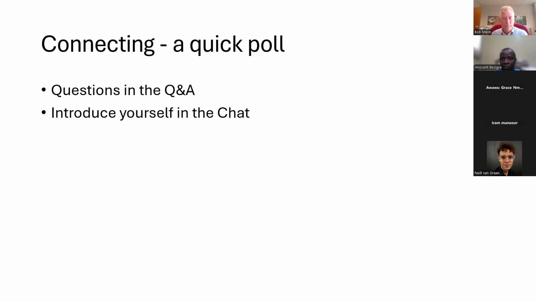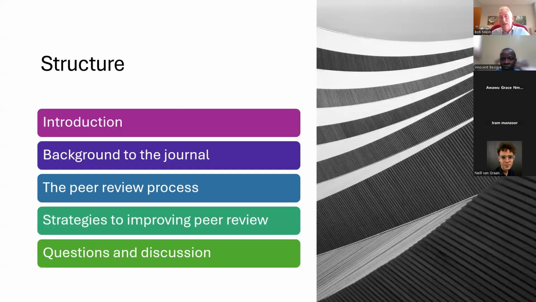So there we go. This is what I'm going to talk about. A little introduction, a little bit of background to the journal, then going through the peer review process in some detail. A little bit of thinking about strategies to improve peer review, and then we'll have the questions and discussion from you.